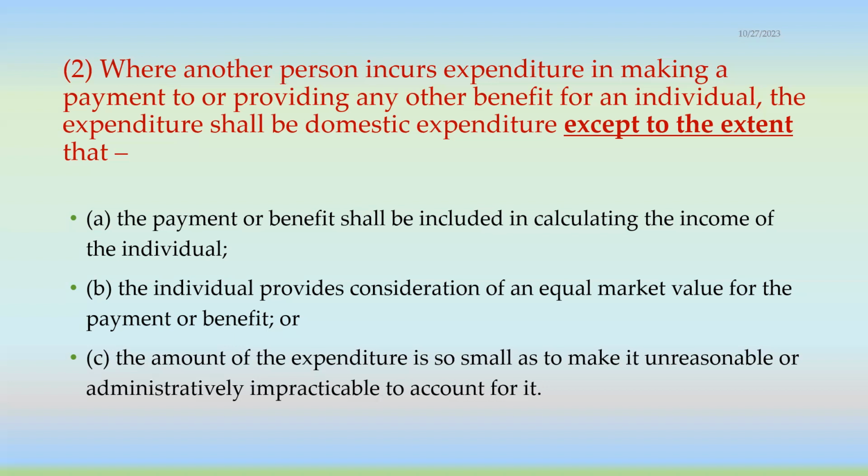Now if I am a company or a person doing business, and I make a payment to any other person. Here where another person incurs expenditure in making a payment to or providing any other benefit for an individual, that means we are incurring expenditure not in respect of ourselves but to others.